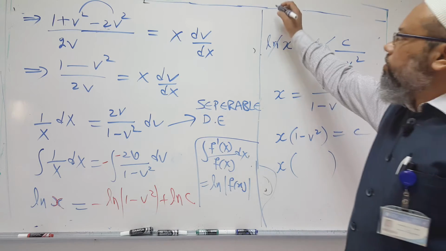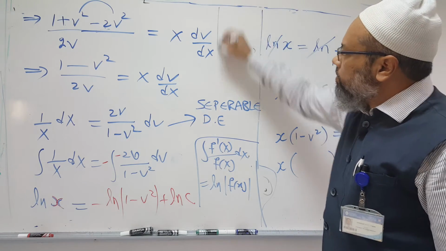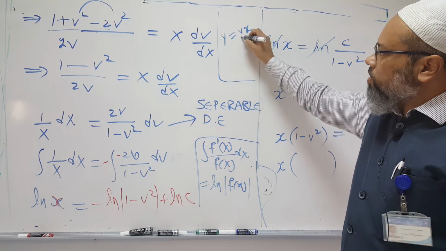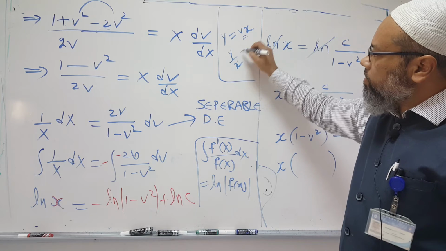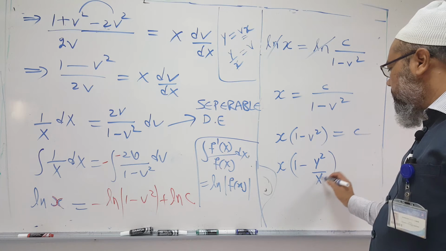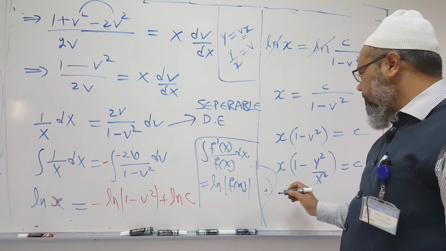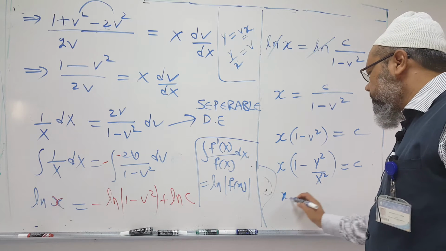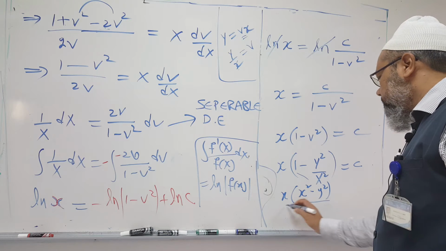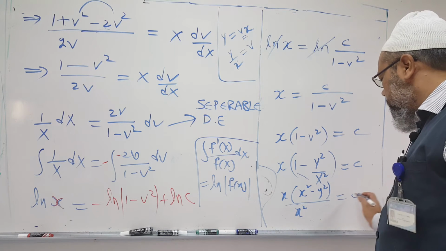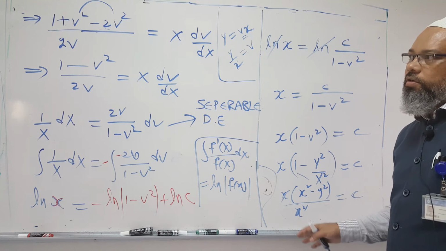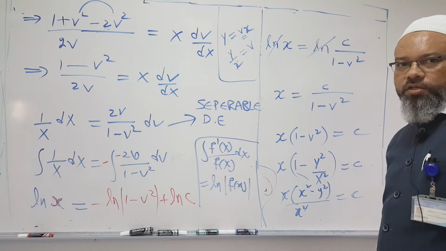And if you remember, we put y as vx in the substitution. So what is v? y over x. Y over x we need to write here: 1 minus y square over x square, times x, equals c. If we do some simplification, cross multiplication, equals c, cancel like this. So this is the way of solving this first homogeneous differential equation.